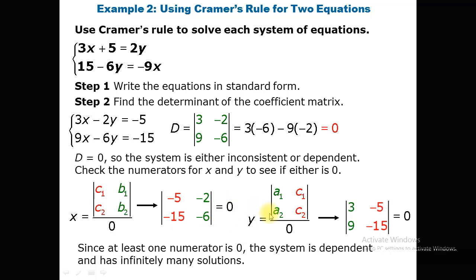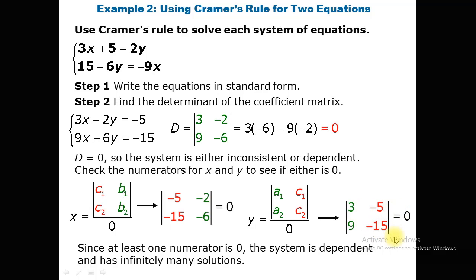Now to find dy, the determinant for the y, we obtain the new determinant dy with rows a1 c1 and a2 c2. For the y, we obtain the new determinant dy, which replaces the coefficients of the second column by the constants on the right hand side of the equation. So we obtain 3, minus 5, 9, minus 15, and this determinant also equals 0.